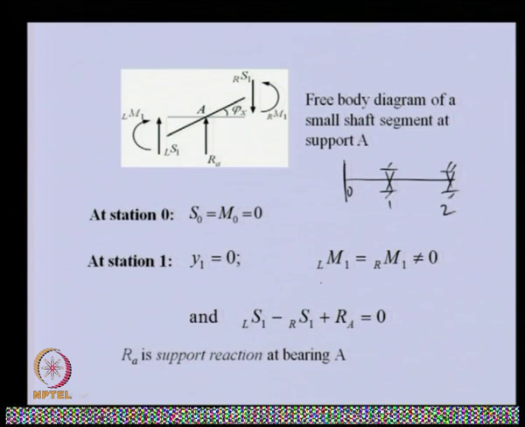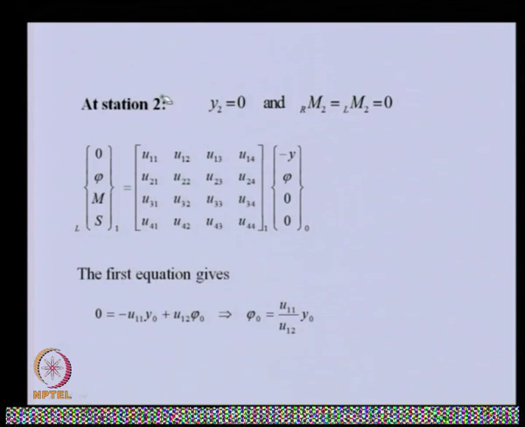Now at station 2, what is the boundary condition, which is simply supported. At station 2, we have displacement y2 equal to 0. Also the bending moment is 0, because of the simply supported end condition. Here we have the simply supported case, but the intermediate support is different as compared to this simply supported case.